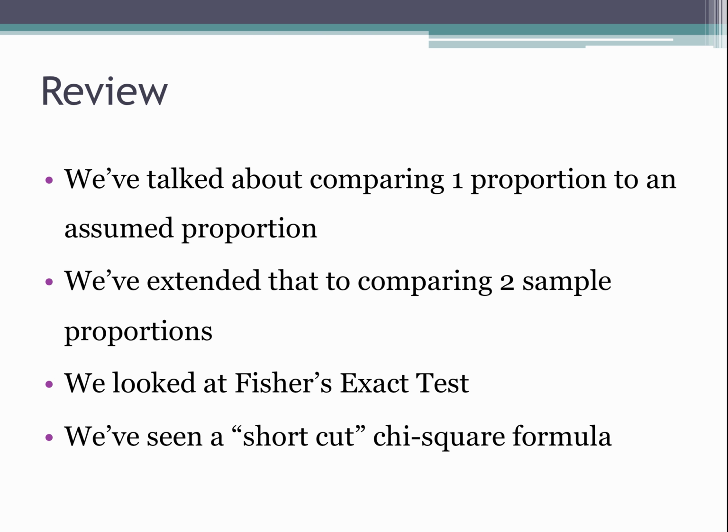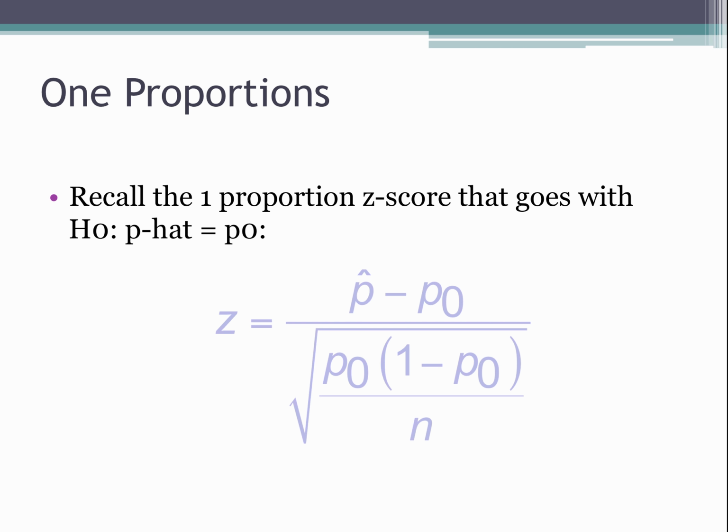We usually have two samples, say cases and a control, or a new treatment versus existing treatment, or a new intervention versus considered standard of care intervention. So we usually have two samples that we're comparing. And we've looked at Fisher's exact test, as well as the shortcut chi-square test, as well as the regular chi-square test, as well as a z-test.